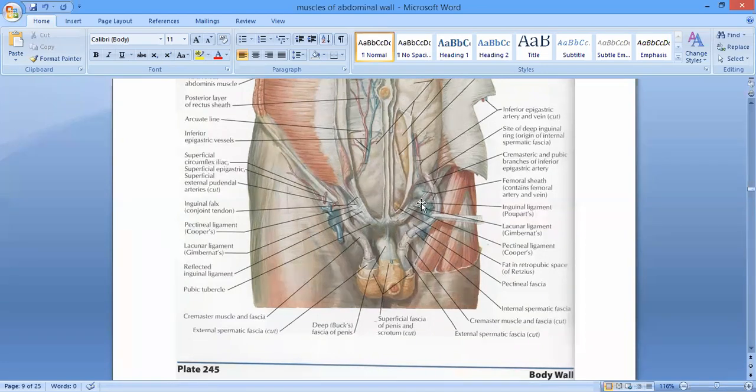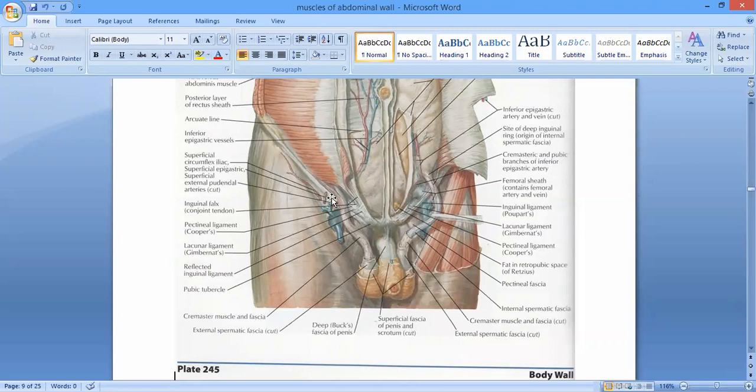And why is it grooved? Because it is going to form the floor of the inguinal canal. From here, you see, this spermatic cord is going to run over here. It is going to lie in this grooved upper part of the inguinal ligament, right?